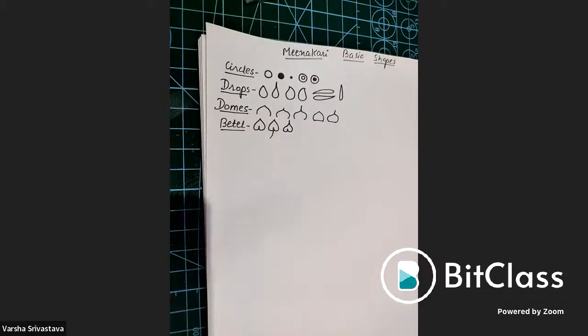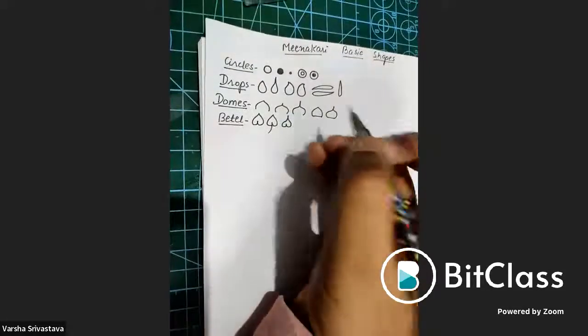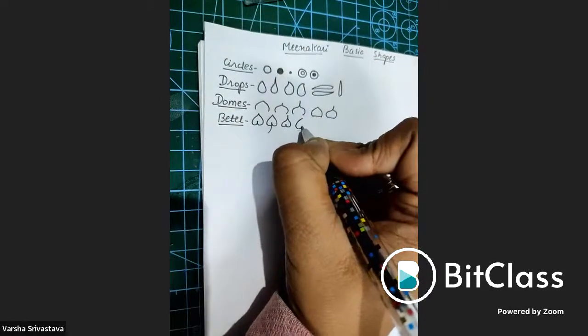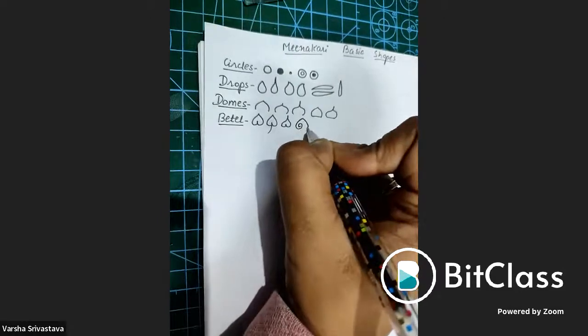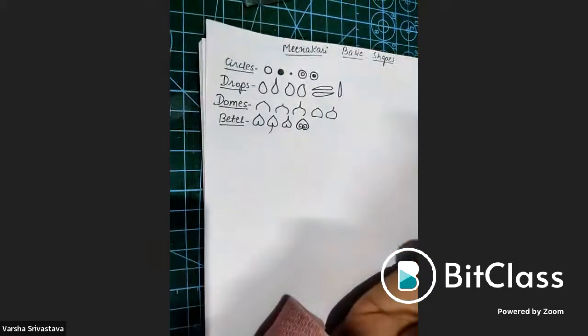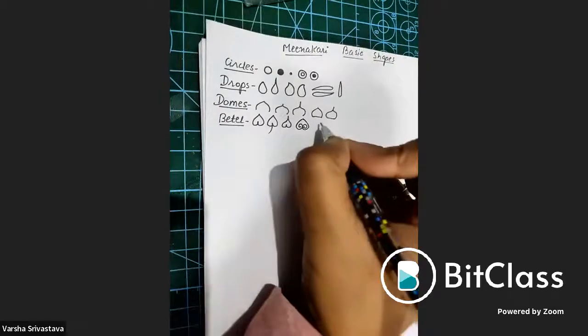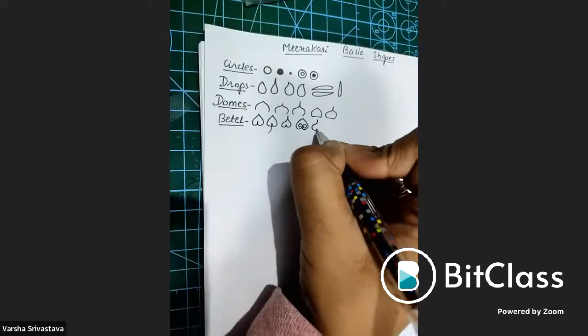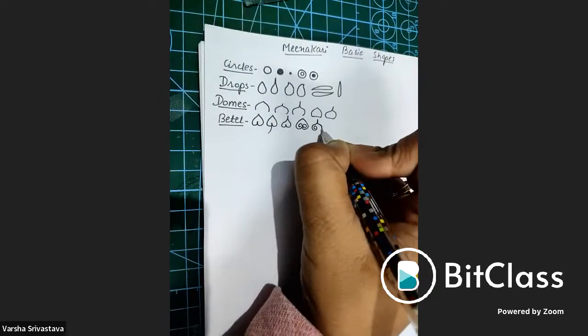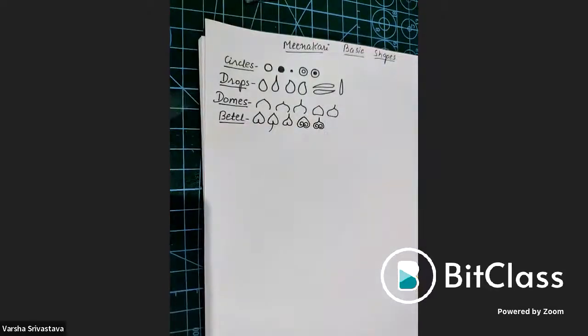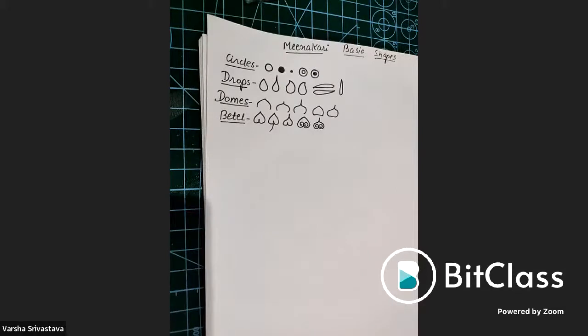Keep yourself muted, please. If you have any doubts, you can just put your questions in the chat box. I'm there to help you out. After this, I am going to make the beetle with lot of coils or lot of spirals. Now, what is the spiral? You will get to know it in 5-7 minutes. And then this is the pointed one. Like this.